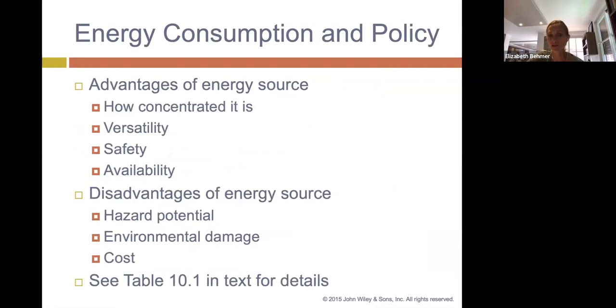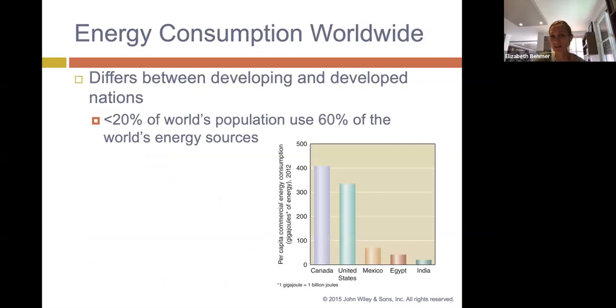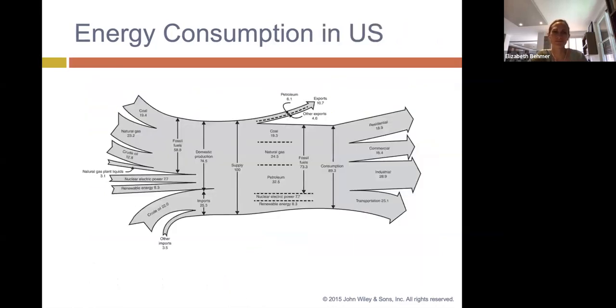Advantages of an energy source are how concentrated it is, the versatility, the safety, and the availability of that energy source. Disadvantages of an energy source, we always look at the hazard potential, the environmental damage, and the cost. Energy consumption varies worldwide, and it differs between developing and developed nations. Less than 20% of the world's population uses 60% of the world's energy sources, like the US and Canada, as you can see there.